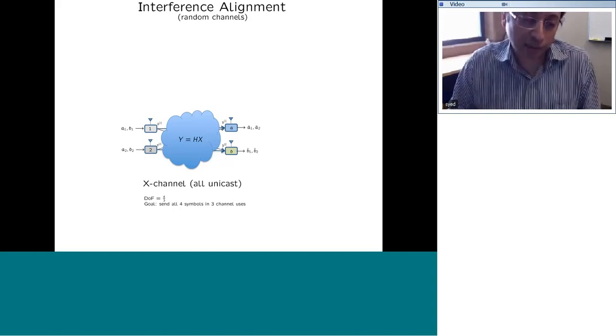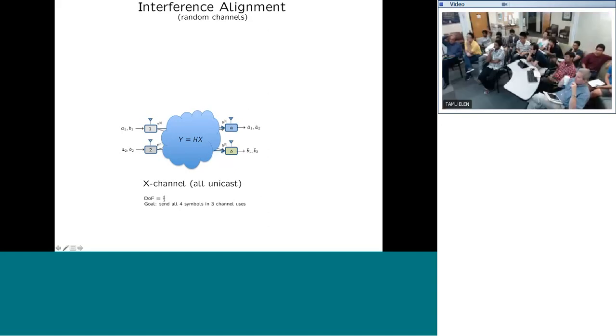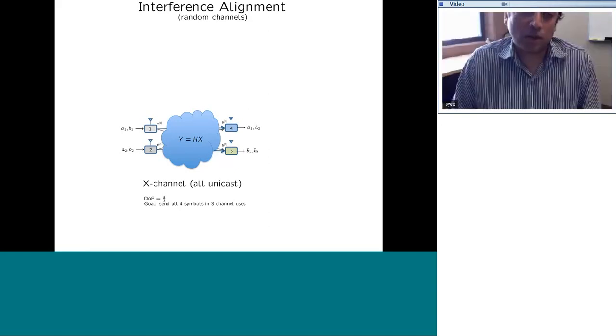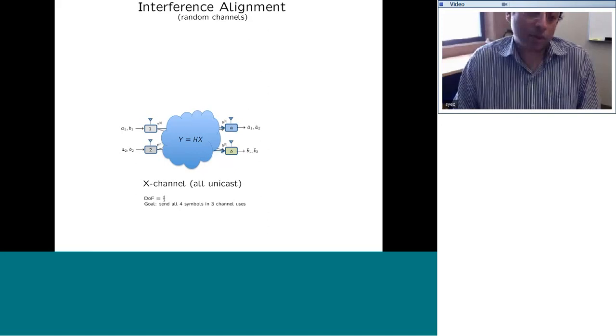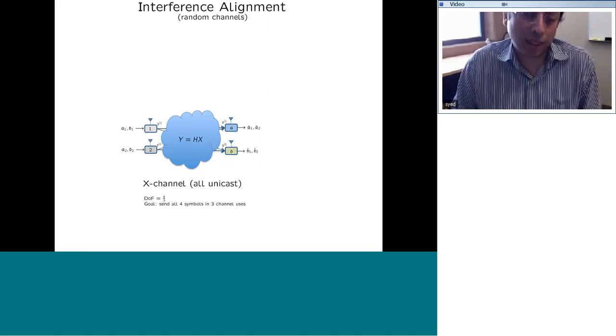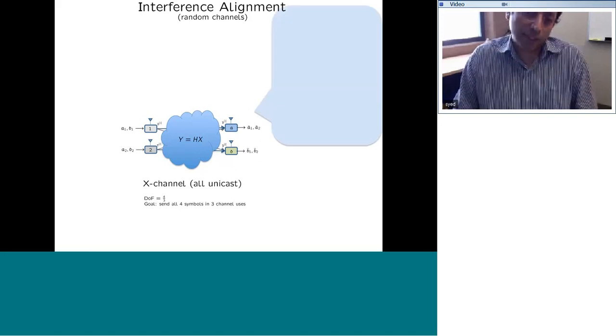These are independent messages. So as it turns out, I'm just telling you the answer here, this network has 4 over 3 degrees of freedom. And what that means is you should be able to send all these 4 symbols, A1, B1, A2, and B2, over 3 channel uses. Okay. So let's see how you would do that. And again, the point here is to explain how interference alignment works.